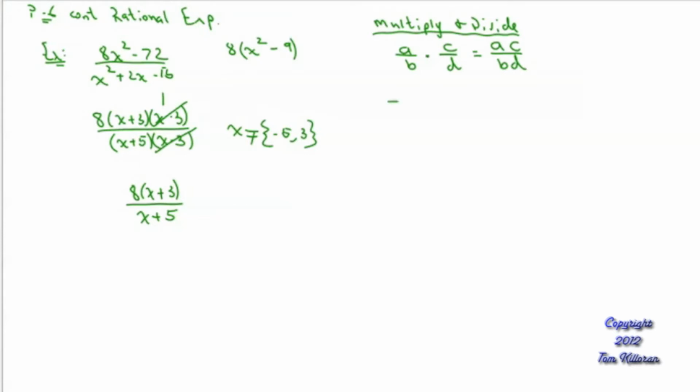All right, so for example, let's see. x squared plus 4x minus 12 over x squared plus 4x plus 3, times x squared minus 4x minus 5 over x squared plus 9x plus 18.